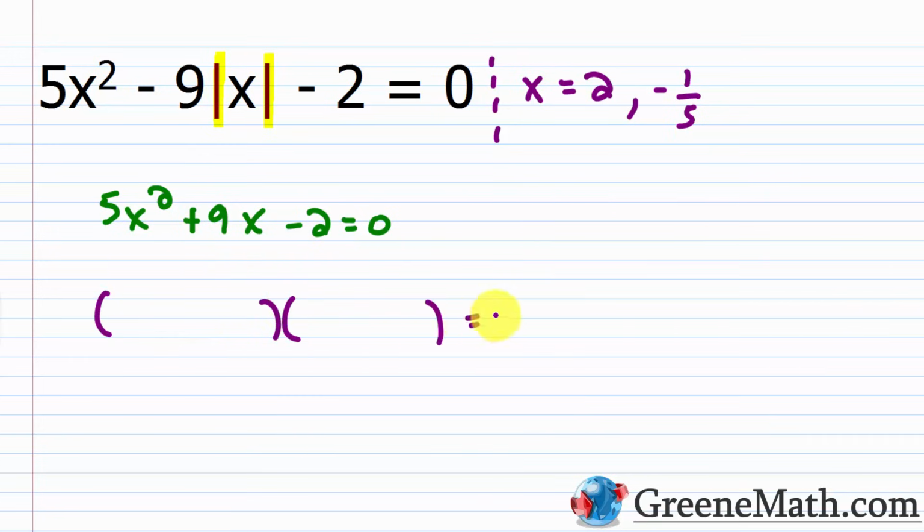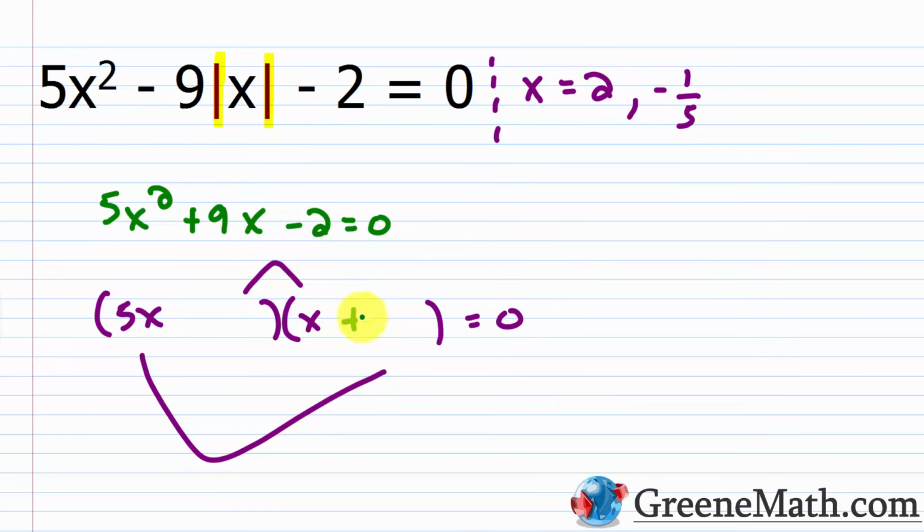So let's go ahead and set this up. We can, again, do 5x and x. Again, I'm looking for the outer and the inner, such that I get a positive 9x as my middle term and a negative 2 as my final term. So instead of doing a negative 2 here, I'm going to do a positive 2, and instead of doing a positive 1, I'm going to do a negative 1, right? Because my outer would be 10x, and my inner would be minus x. So 10x minus x would give me my positive 9x, and then negative 1 times 2 would be negative 2. Okay, so we're good to go there.